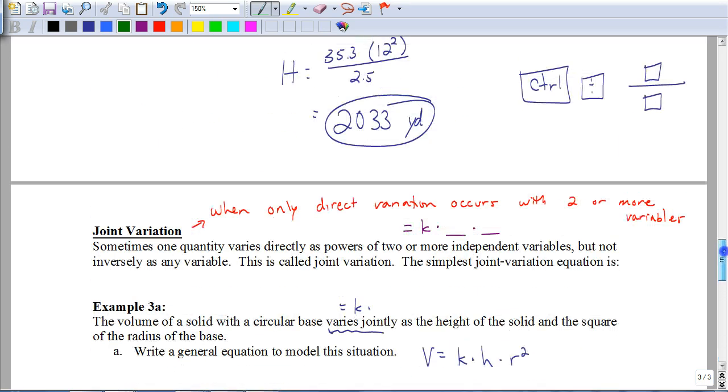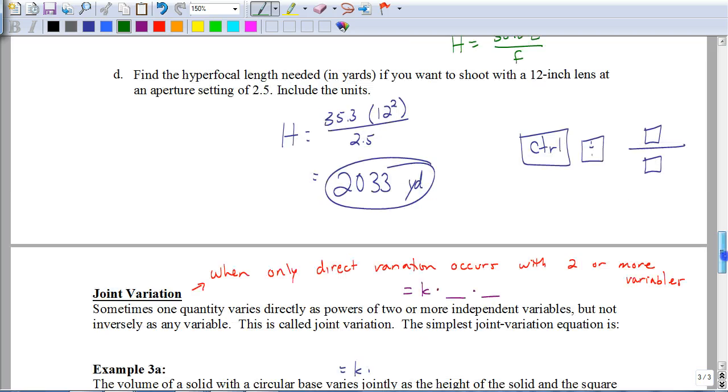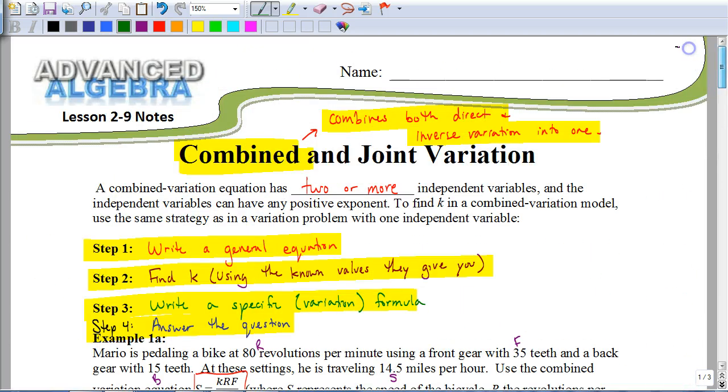Just again, to review the key points here. Joint variation is where we have k times our variables, but no dividing, no inverse variation is involved here. But combined variation is where we combine both direct and inverse variation into one. So hopefully this helps you understand this last section for Chapter 2, and good luck.